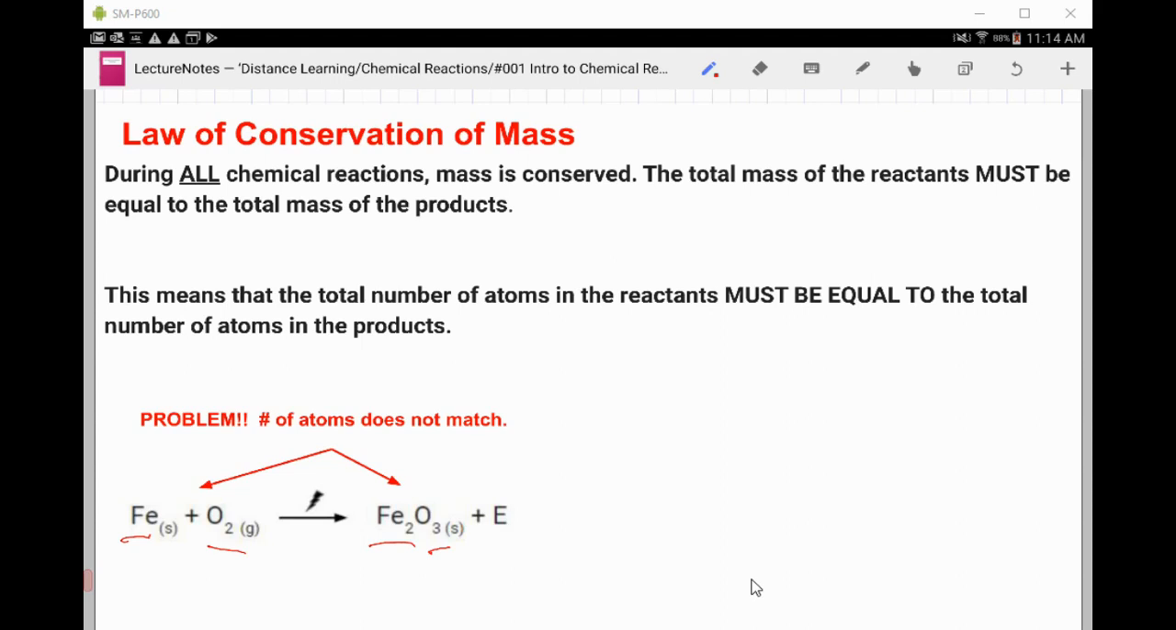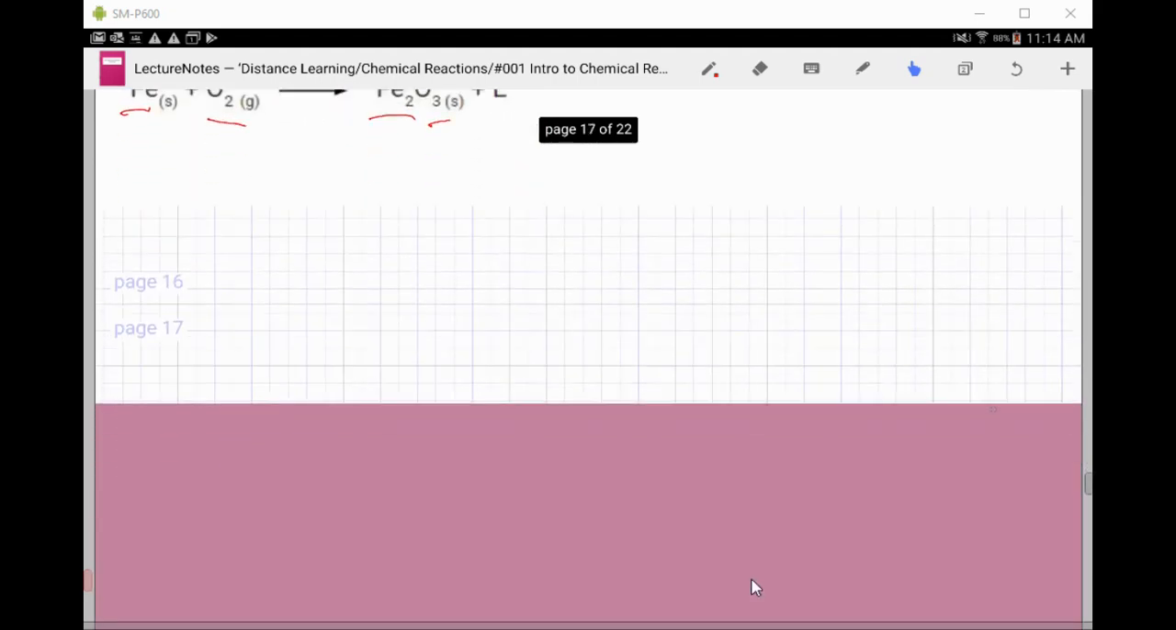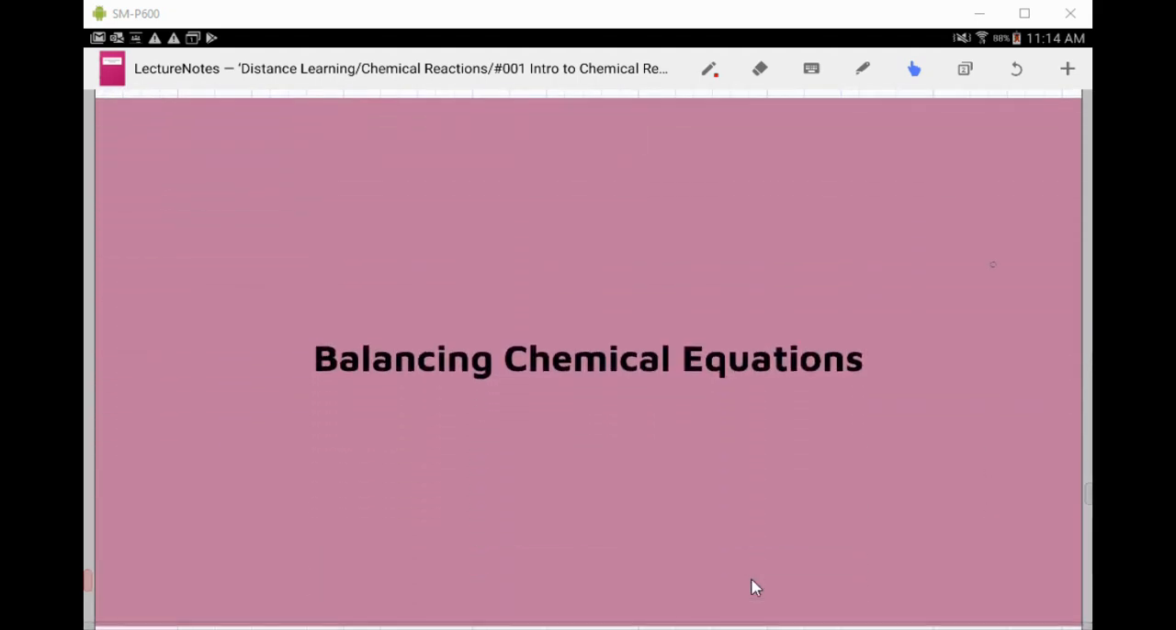So in order for this reaction to occur, it needs to be balanced. We need to have the same number of atoms on the reactant side and the product side. And balancing it will help us figure out the ratios in which these reactants must combine to get the products. And that's going to be the topic of our next video.